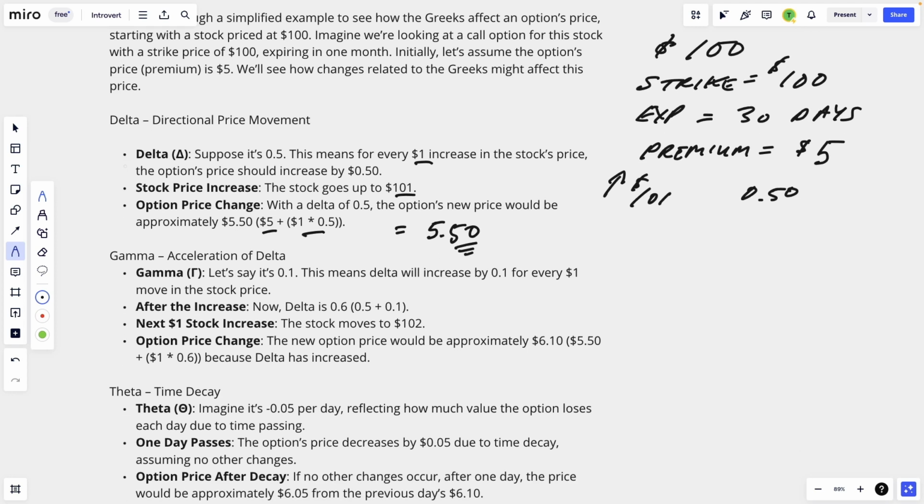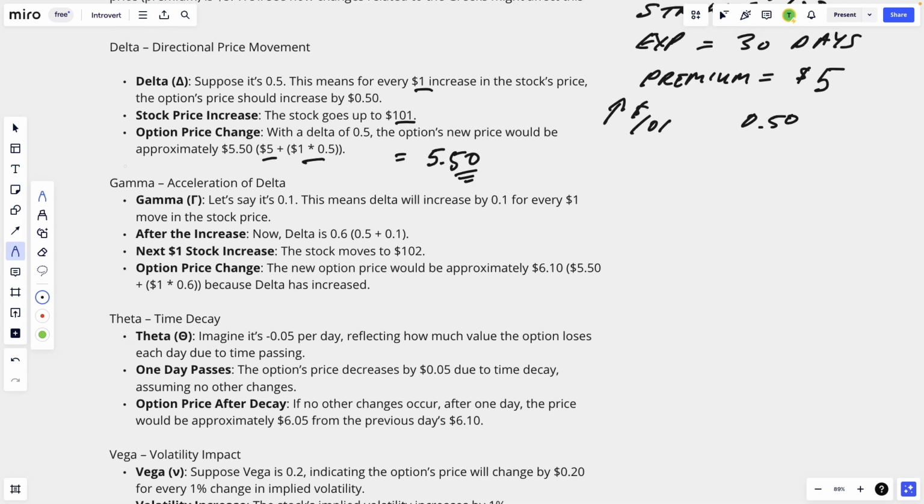So now let's look at gamma. Gamma, remember, is the acceleration of delta. So let's say that for this option, the gamma was 0.1. What this means is that delta will increase by 0.1 for every $1 move in the stock price. So after this $1 increase here, delta is going to change. It's going to be the 0.5 it originally was plus the gamma. So we have a new delta of 0.6.